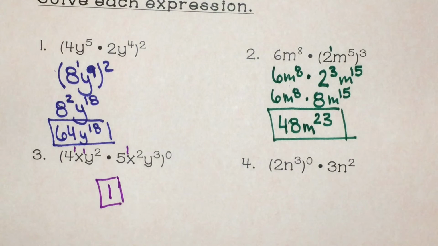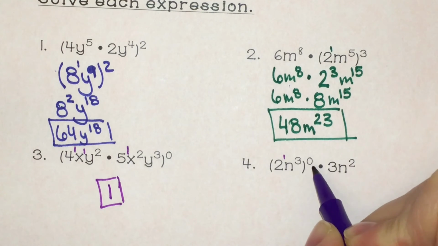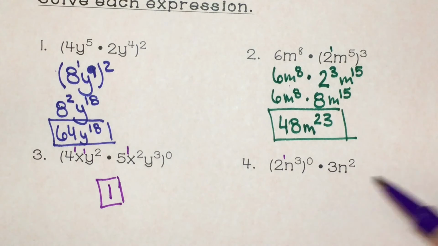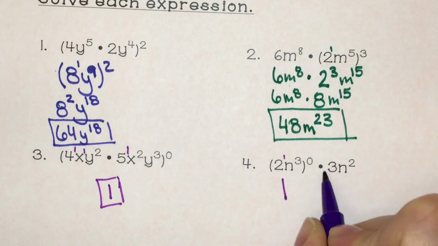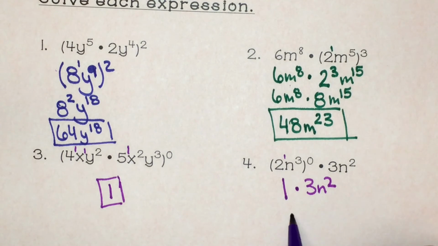Okay, 4 is very similar. You have this parenthesis in front, 2n to the power of 3l raised to the power of 0. And because when you multiply the exponents by 0, they will all equal 0. So it'd be 2 to the 0, n to the 0, which just equals 1, multiplied by 3n squared. And 1 times 3n squared is just 3n squared.